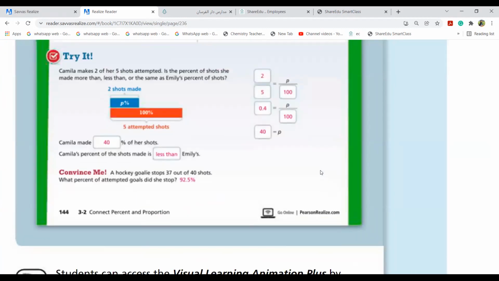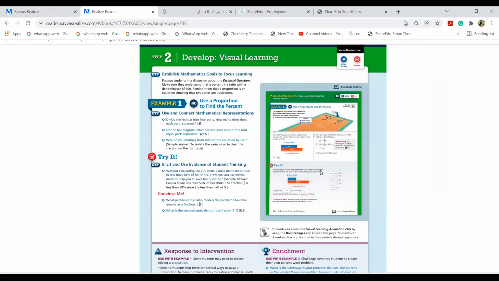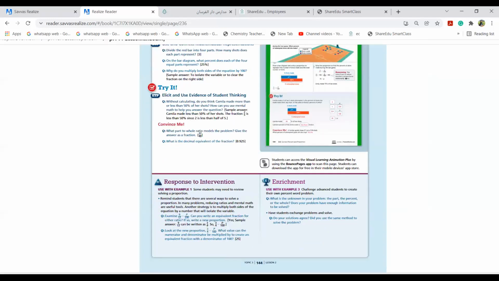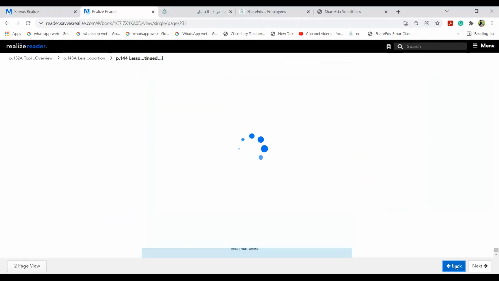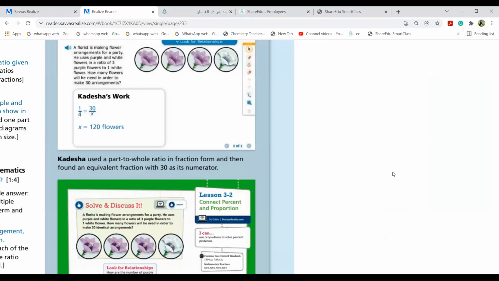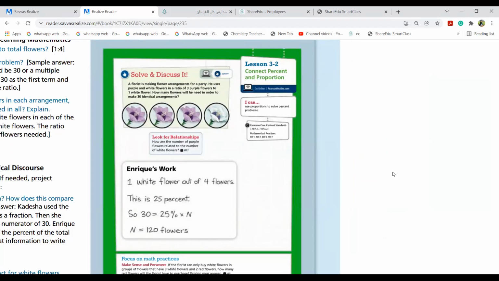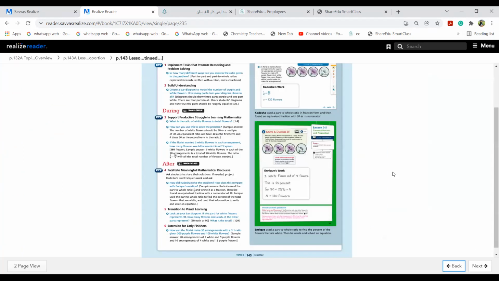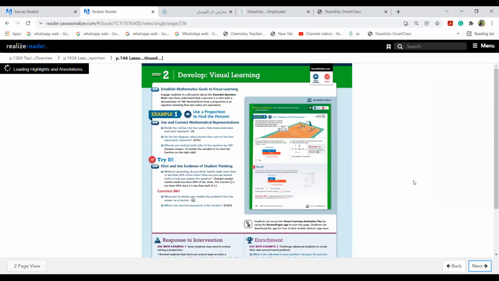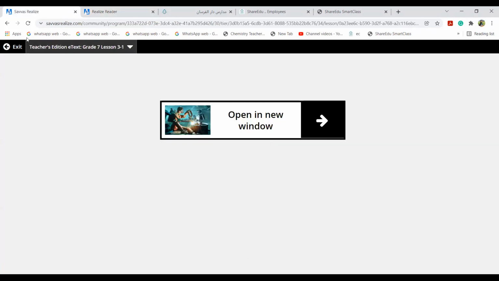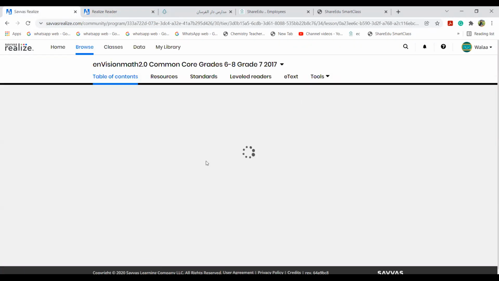Turn to page 144. We'll start with a new lesson now. Connect percent and proportions. We will connect percent and proportions. Let me show you an example first.